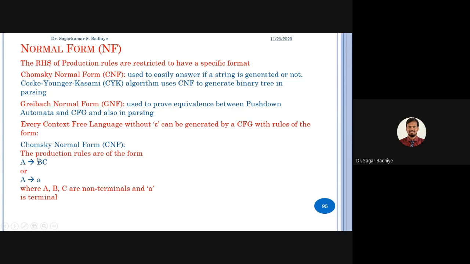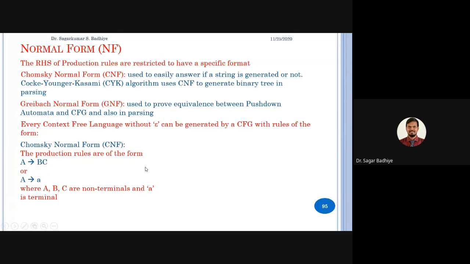Otherwise, the other form that a production rule can have to be in CNF is that a single non-terminal derives a single terminal. Right. So either the production rule should be of this particular form or of this form, wherein A is a non-terminal and small a is a terminal. So if all the production rules obey these two rules, then we say that the given context-free grammar is in CNF, right? Otherwise it is a simple context-free grammar, right?